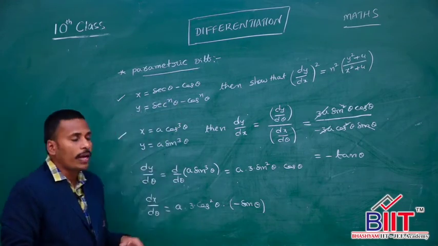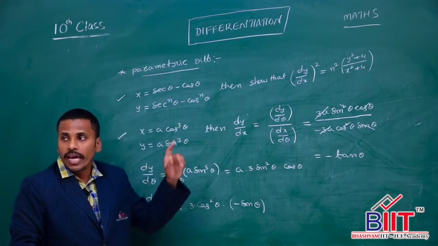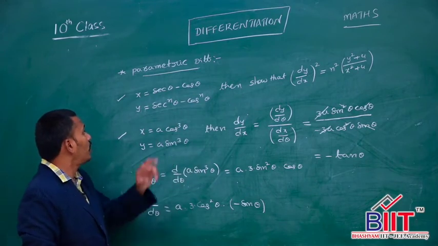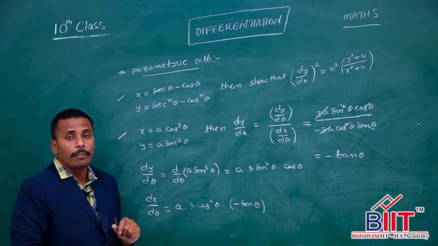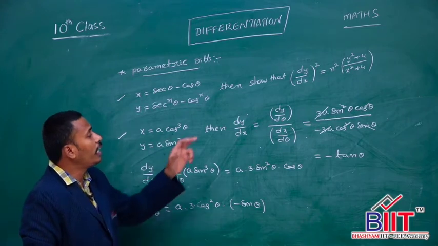Here again x and y are connected with respect to theta. X is secant theta minus cos theta, y is secant power n theta minus cos power n theta, and I need to show it.